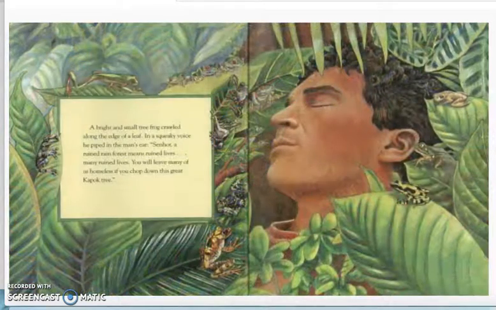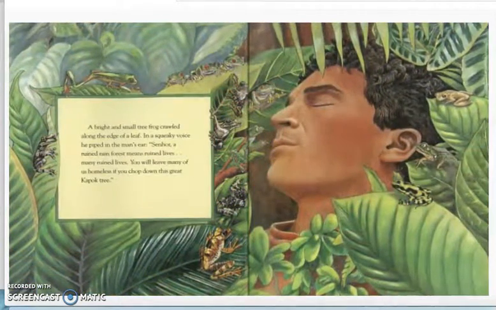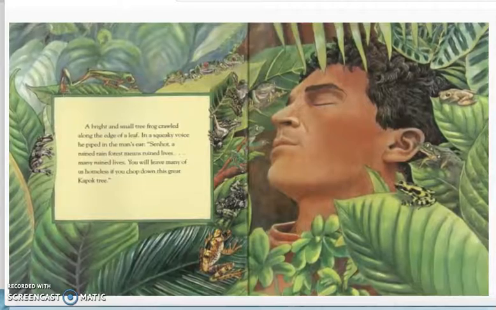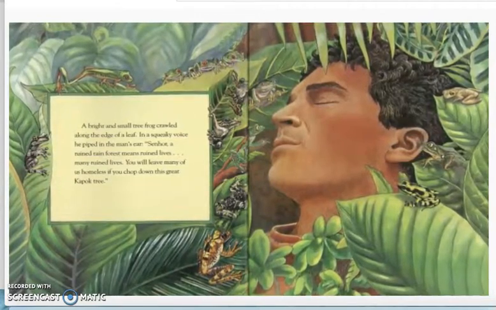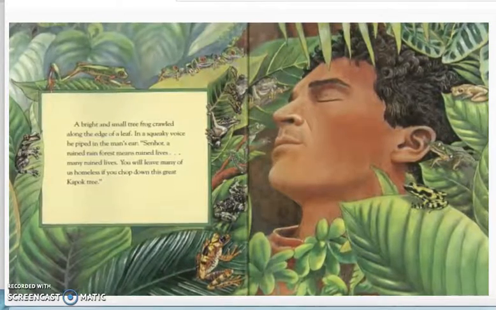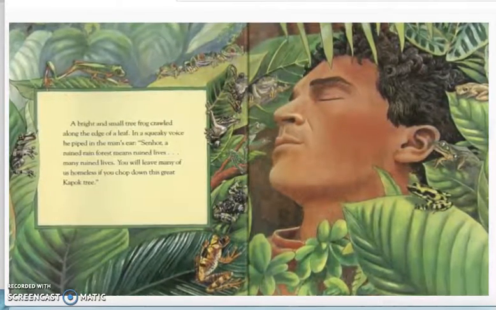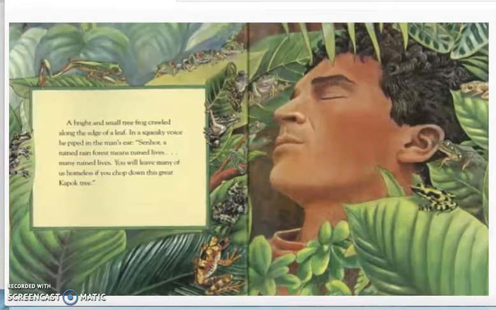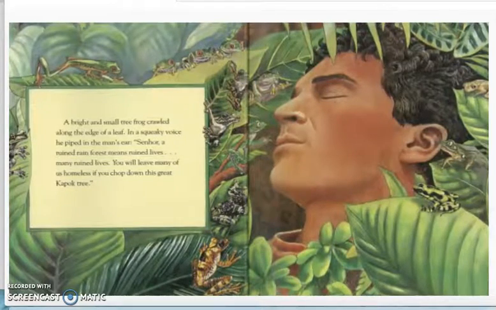A bright and small tree frog crawled along the edge of a leaf. In a squeaky voice, he piped in the man's ear. "Senor, a ruined rainforest means ruined lives, many ruined lives. You will leave many of us homeless if you chop down this great kapok tree."